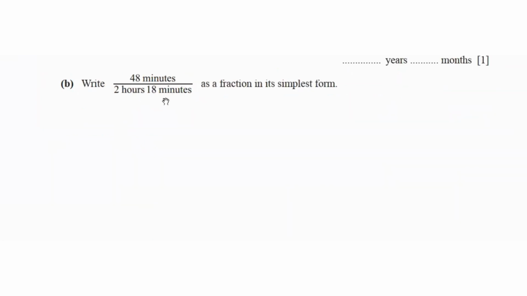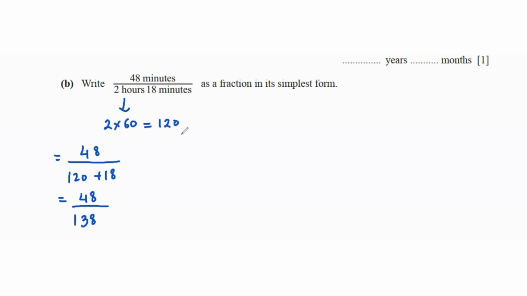Write 48 minutes over 2 hours 18 minutes as a fraction in simplest form. So let's convert the 2 hours into minutes as well. So that's going to be 2 times 60, which is going to be 120. That's going to be 48 over 120 plus 18, which is 48 over 138. So 48 divided by 138 is basically 8 over 23. Because 48 is 6 times 8, and this is 6 times 23.